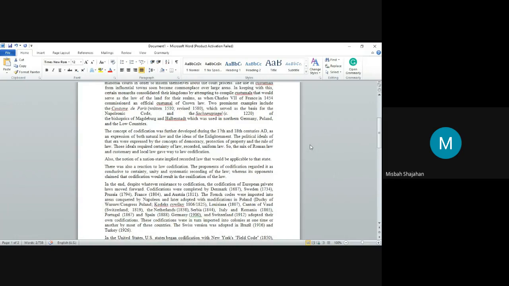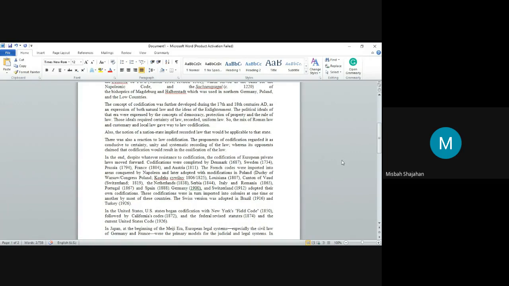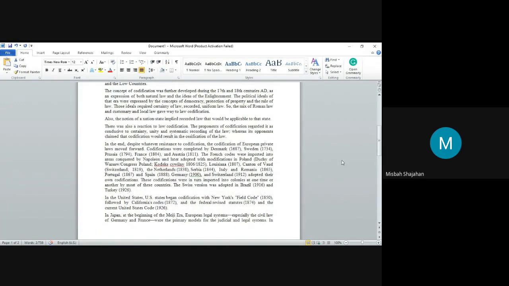As an expression of both natural law and the ideas of the Enlightenment, the political ideas of that era were expressed by the concept of democracy, protection of property, and the rule of law. Also, the notion of the nation state implied recorded law that would be applicable to the state. So there was a reaction to law codification.